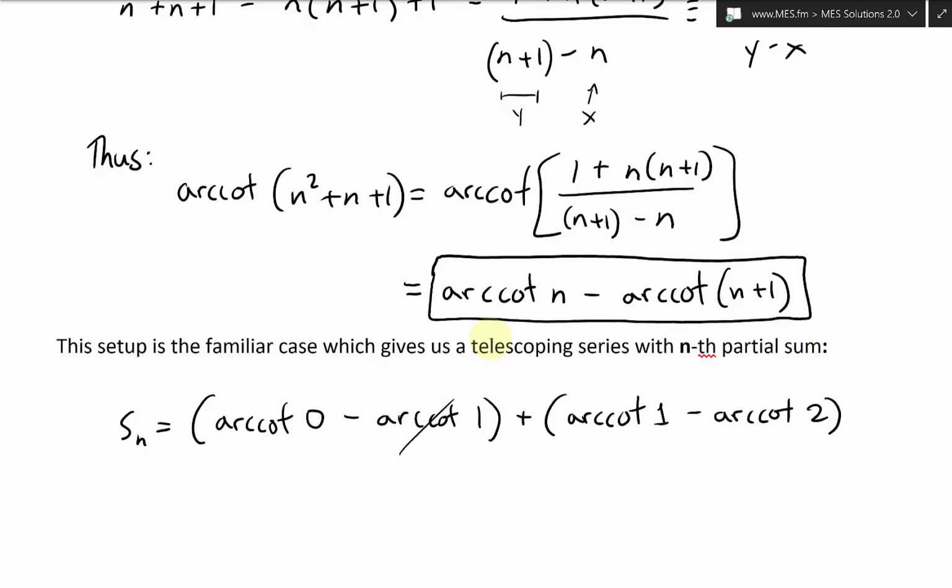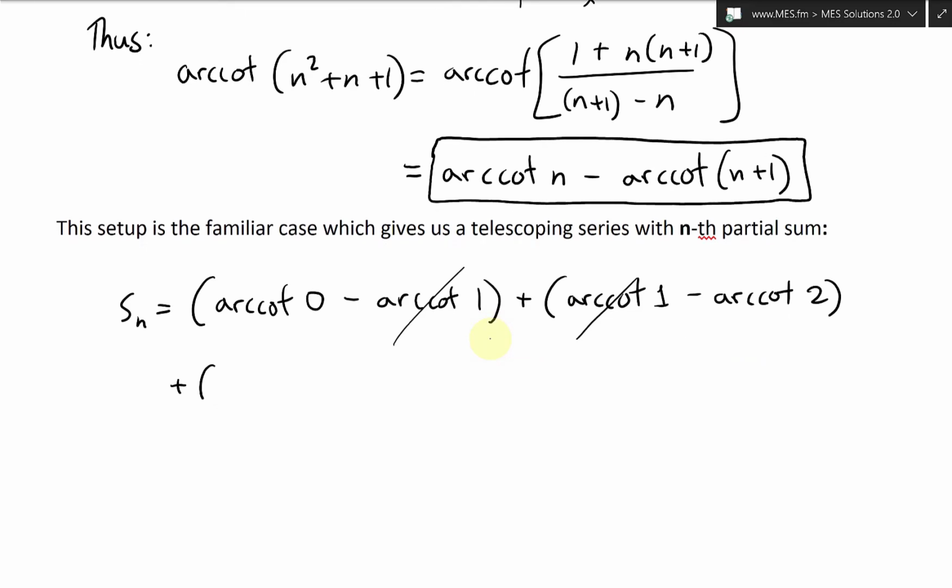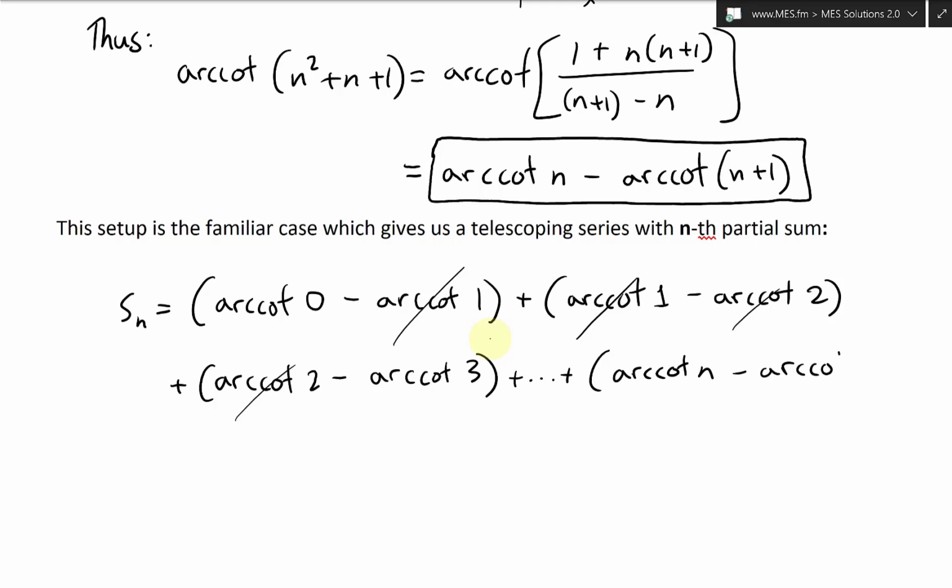And notice here, this cancels with this, and we can keep going on and on. Plus, let's do one more here: arc cotangent of 2 minus arc cotangent of 2 plus 1, arc cotangent of 3, and remember this cancels with this, and so on. We keep going all the way until arc cotangent of n minus arc cotangent of n plus 1, and put this in a closed bracket. And then everything cancels out.